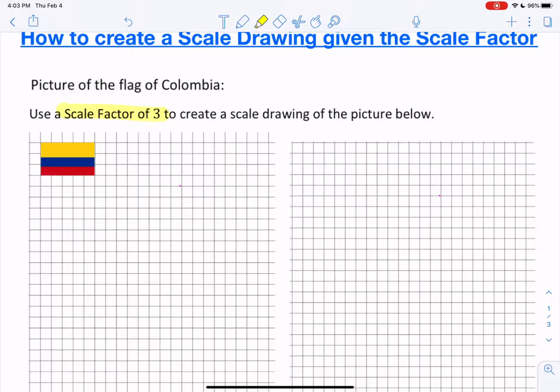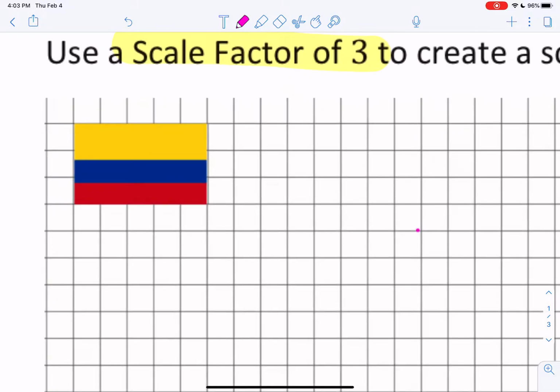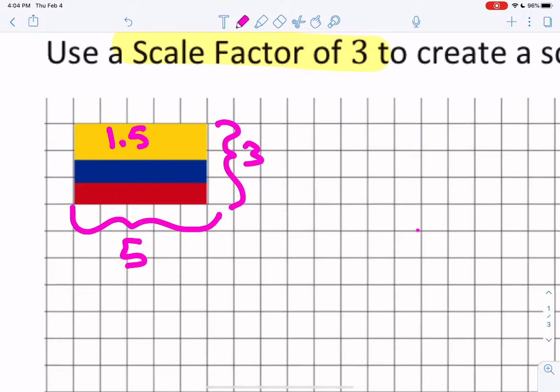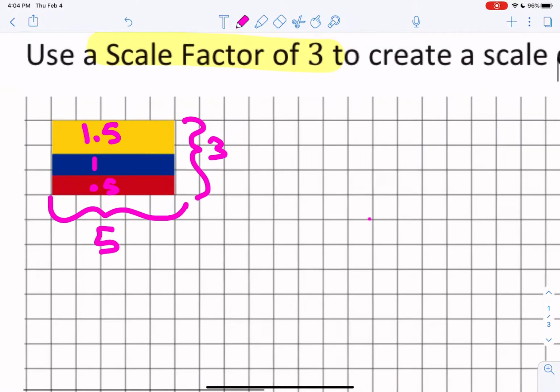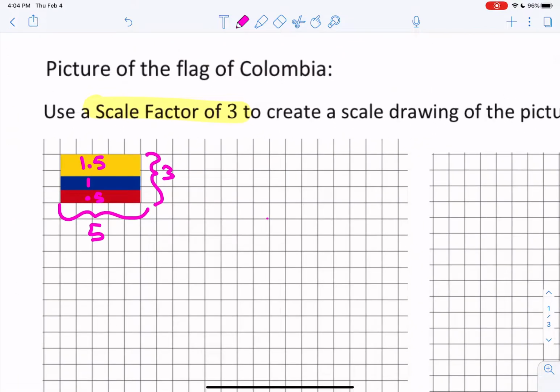The first thing I need to do is get the measurements of my flag. So I'm going to go ahead and make it bigger, get a closer look, and we have 5 boxes going across the bottom, and we have 3 boxes going down the side. Now for the yellow, it's 1.5 high. For the blue, it's 1. And for the red, it's 0.5. I know it's kind of hard to read with this table. I did the best I could to make it work.